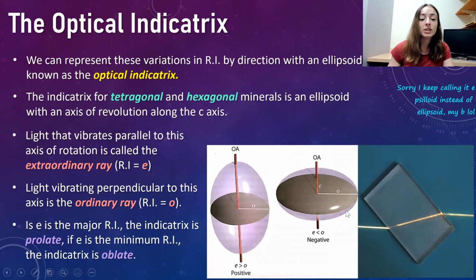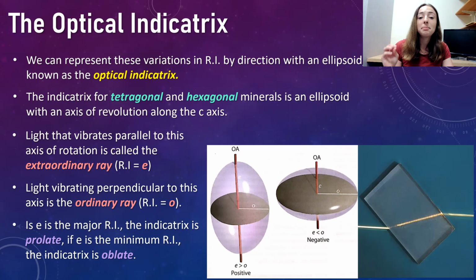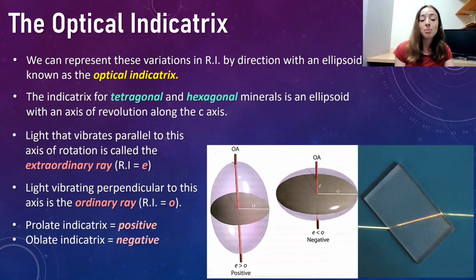So we have the E direction and the O direction labeled on both of these ellipsoids. If the E ray, or extraordinary ray, represents the maximum RI value, the maximum refractive index, the indicatrix is called prolate. Whereas if the E represents the minimum RI value, it is kind of short and fat. It is oblate. A prolate indicatrix is positive in its optic sign, which is why you have this positive label here. Whereas if the indicatrix is oblate, it's labeled as negative in its optic sign.